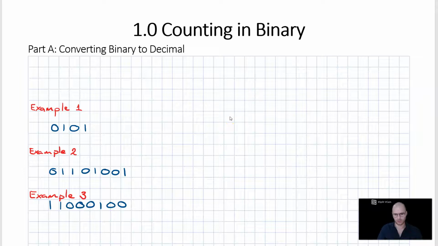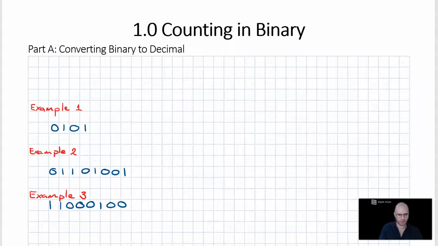Welcome to this video on the topic of binary numbers. In this video we're going to go over two concepts. The first one being what is a binary number, and then secondly we're going to have a look at how we can convert binary numbers into decimal numbers.